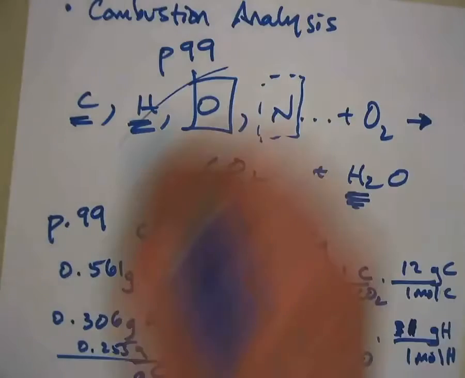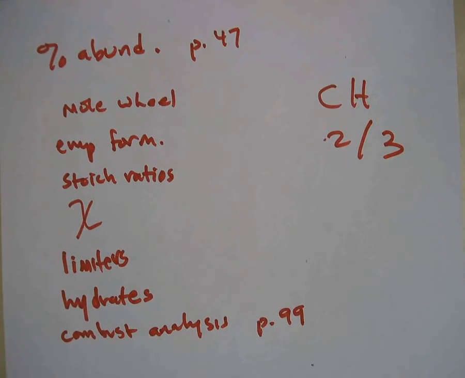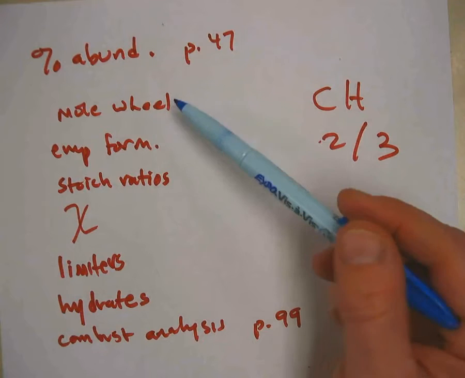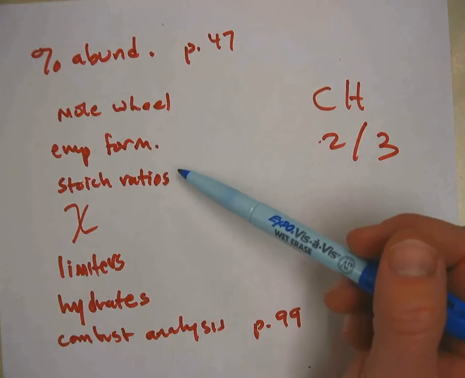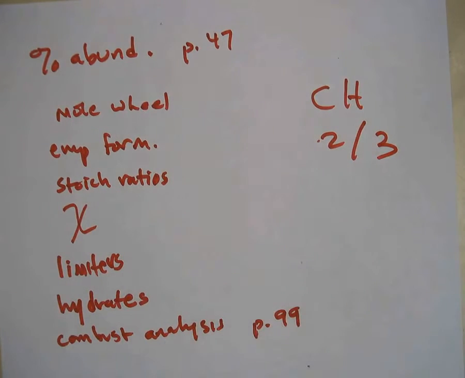So I've been talking about these important things that are kind of emphasized on the AP exam to review. Right now, I'm going to go through problems from the past 6 years' exams that involve percent abundance, the mole wheel, empirical formula, stoichiometric ratios, mole fraction, limiters, hydrates, and a combustion analysis problem. So if you need a break, pause the video now. Otherwise, I'm going to go through the problems.